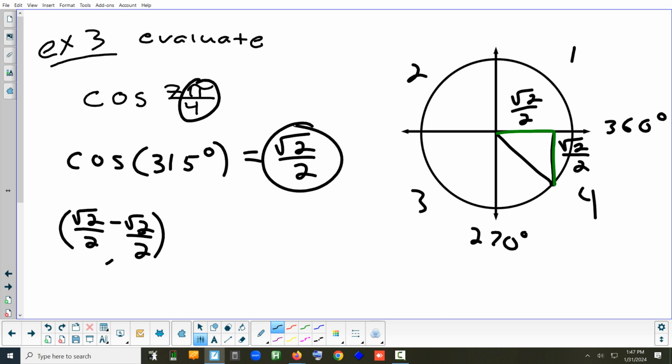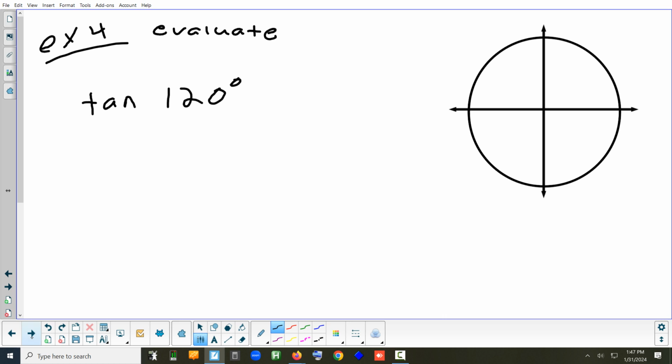Okay, so we did the 45 in every quadrant. So any questions on the 45? All right. 120. Just looking at that number, is 120 a multiple of 45? No. Is it a multiple of 30? Yes. Yeah, it's 30 times 4. So this is going to be the 30, 60, 90, which means when we draw it, it's going to be closer to one of the axes. It's not right in the middle.